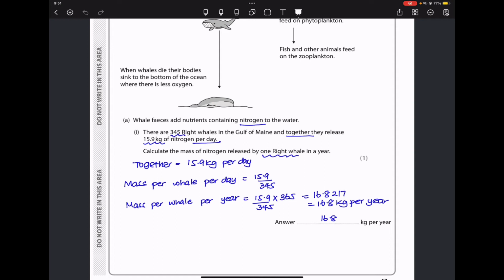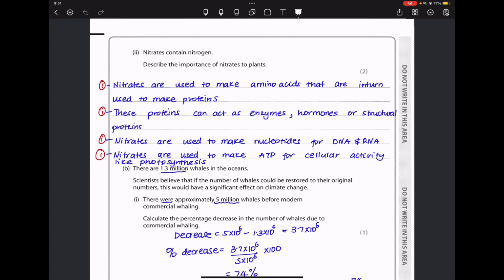And then since a year has 365 days, if this is the mass per whale per day, times 365 gives us the mass per whale per year, which is 16.8 kilograms per year if you round off to 3 significant figures. Next, they say nitrates contain nitrogen. Describe the importance of nitrates to plants.